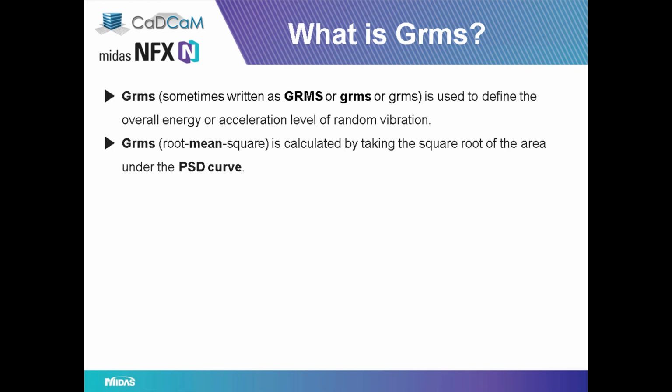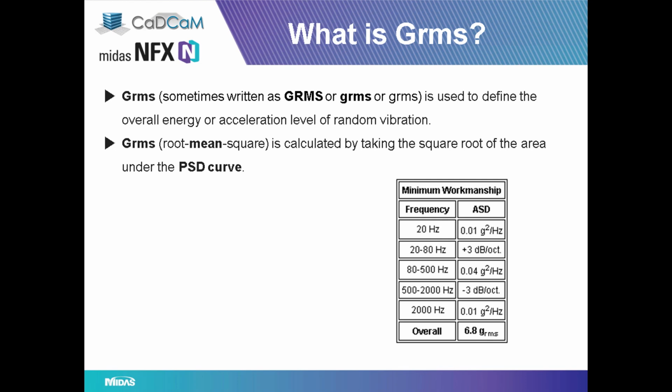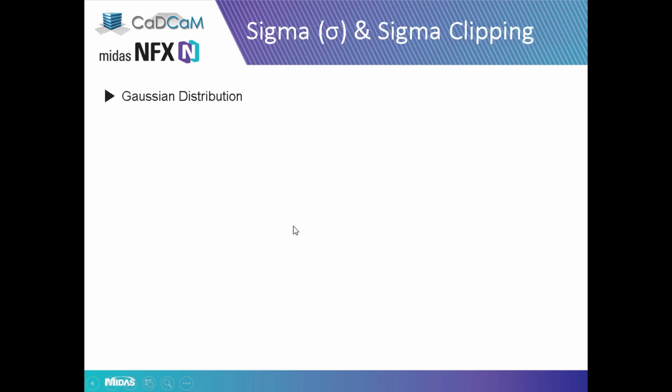So we have to do the integral or the sigma, and then get the root mean square under the curve. Here is a very simple example which elaborates the overall frequency range and the ASD or PSD, which is defined in G squared per hertz, and in part of the curve, the slope of the curve in units of dB per octave. And in total, the GRMS is 6.8 GRMS.